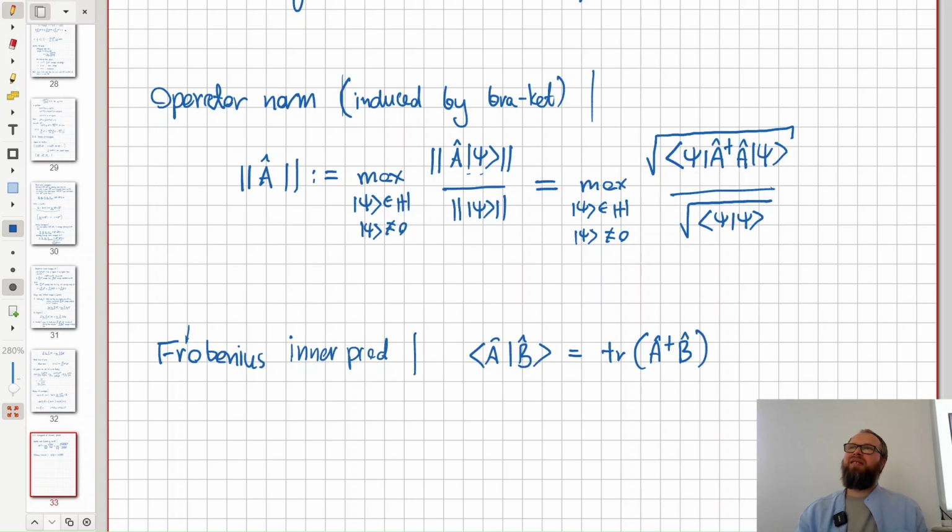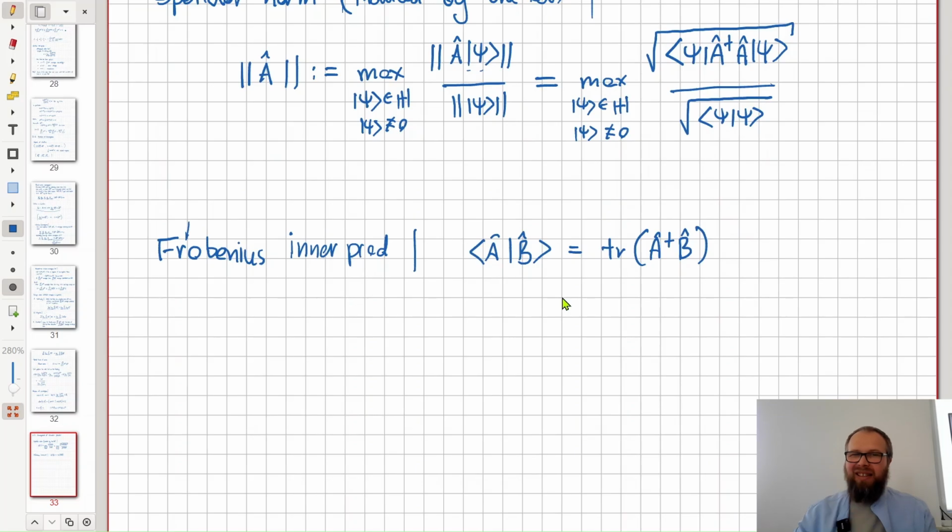Is it the Hilbert-Schmidt norm? I think it's Hilbert-Schmidt, maybe. I'm not sure. I know it as Frobenius, but maybe it is. Anyway, this is a very nice inner product, and the norm it induces. So the Frobenius norm would be just the square root of trace of A dagger A.